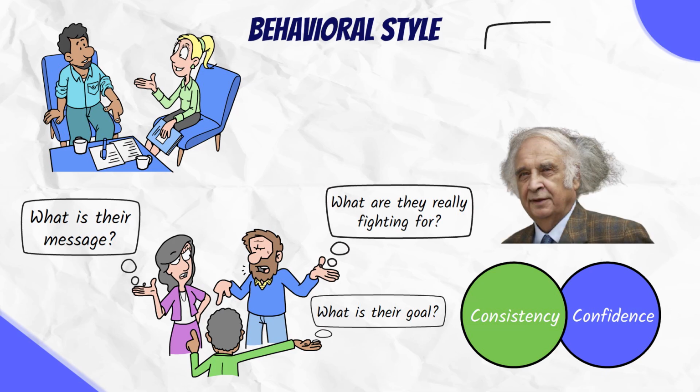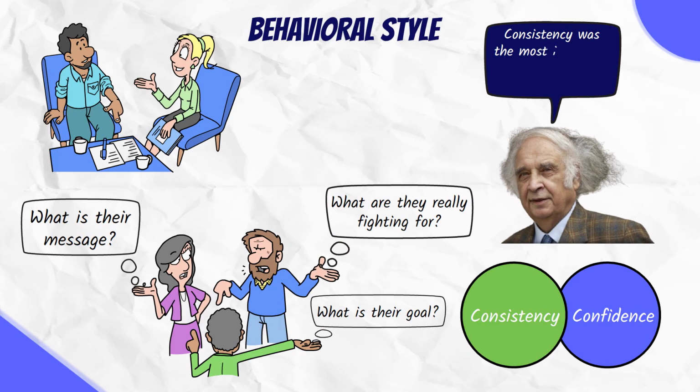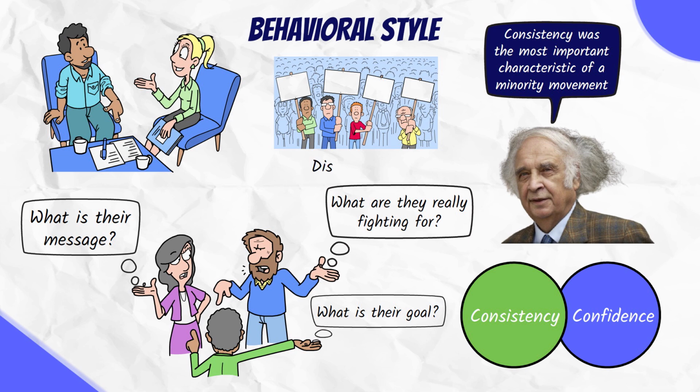In fact, Moscovici believed that consistency was the most important characteristic of a minority movement. Without consistency, it's easy to write off the movement as disorganized.